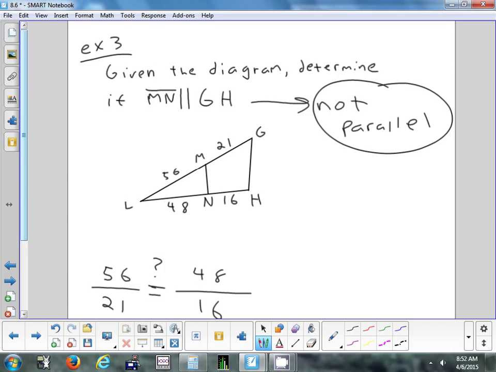So any question how I figured out those are not parallel? You might have set it up a different way. As long as 21 and 48 end up on a diagonal, and 56 and 16 end up on a diagonal. And you might have also done it, if you think the way Luke does, looking at a pattern, well, if you take 16 and triple it, you get 48. So if you take 21 and triple it, you should get 63. That's not 63, it's 56. So they're not proportional.